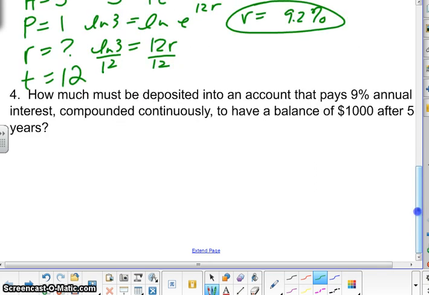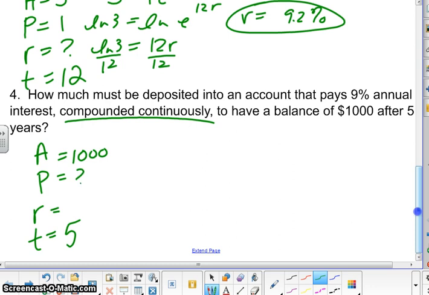How much will be deposited into an account that pays 9% annual interest? Again, keyword compounded continuously, to have a balance of 1,000 after 5 years. So that's everything that we know. Principal we do not. 9% is what we do know also. So we have 1,000 equals P e to the, nope, it's not 9, make sure we change it to decimal form, 0.09 times 5.